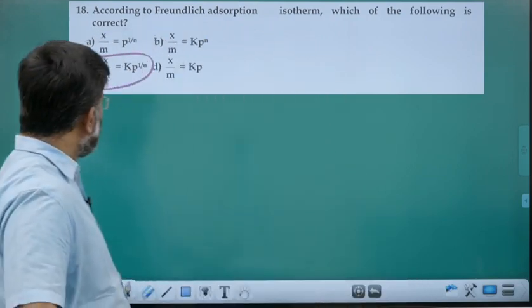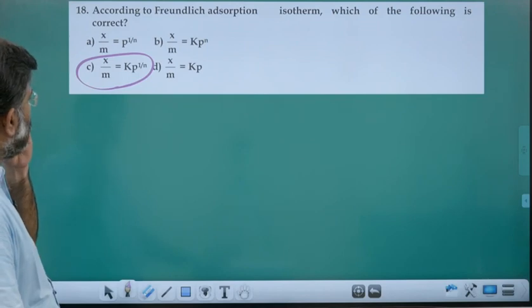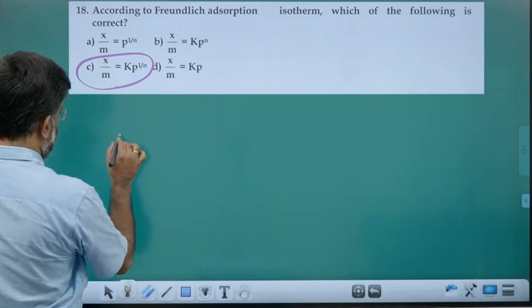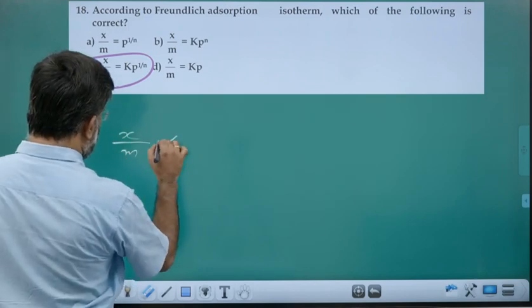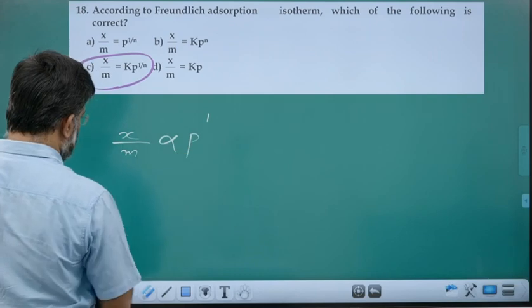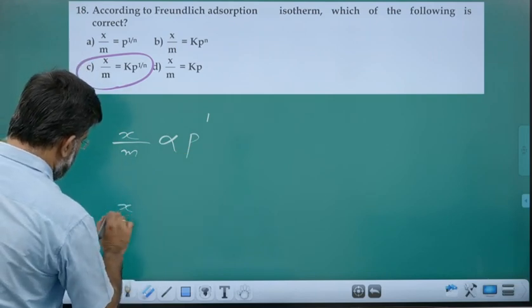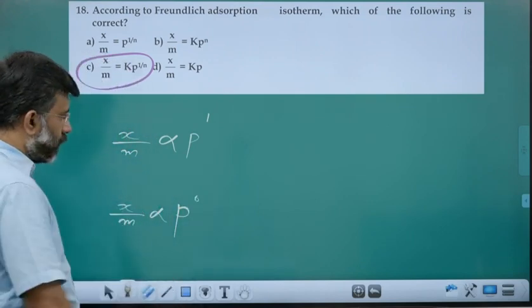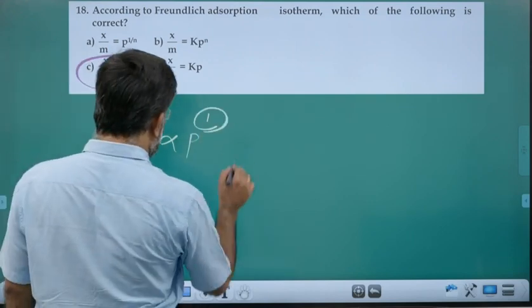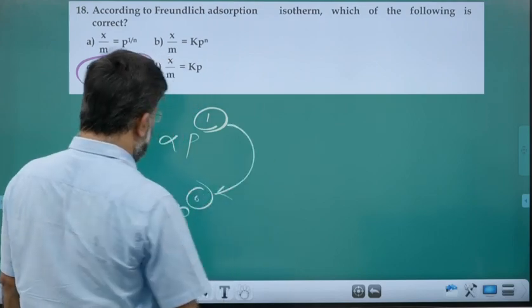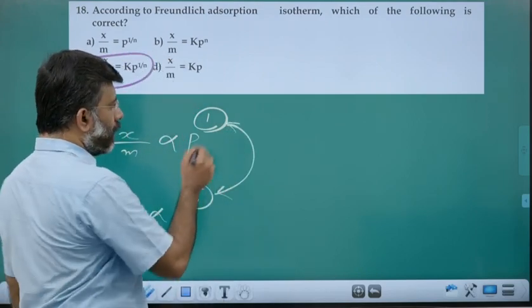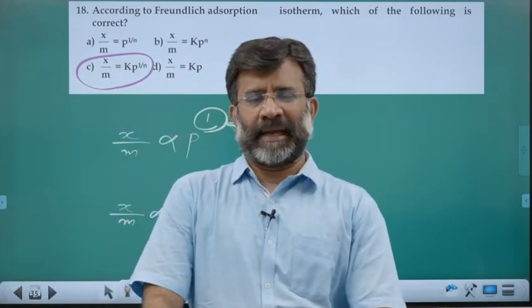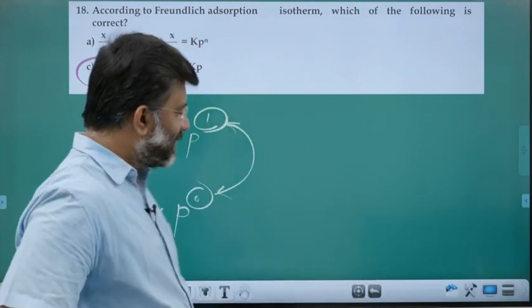So at a low pressure, x by m is proportional to P. Hope you remember the way the derivation of this happened. At a low pressure, x by m is proportional to P raised to 1. At a high pressure, saturation condition, x by m is proportional to P raised to 0. That means constant. And to demonstrate the power coming between 1 and 0, we write 1 by n. That is the Freundlich adsorption isotherm mathematical formula. Next.